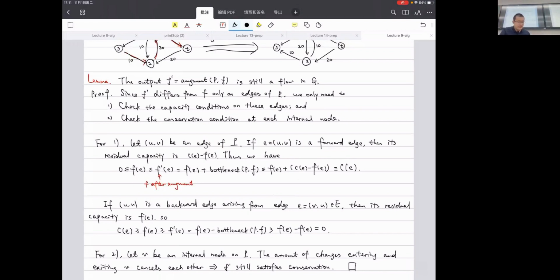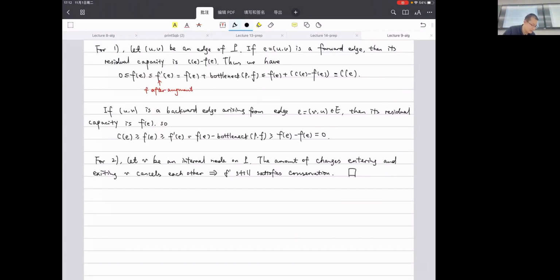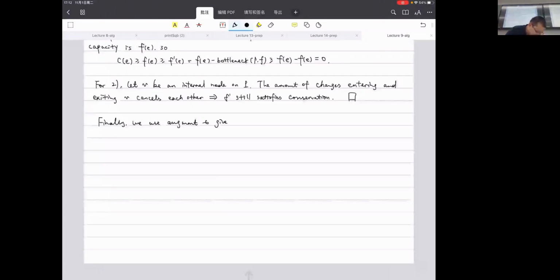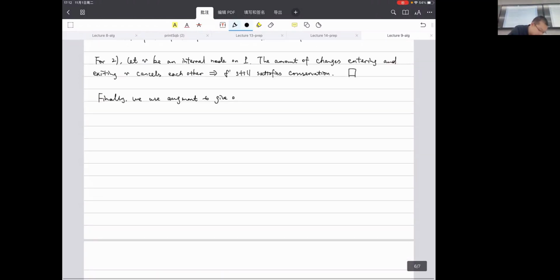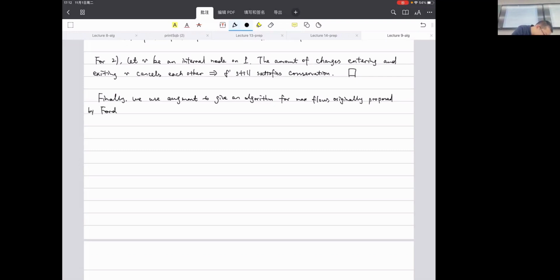But this is only an augment algorithm for a specific path in this residual graph. We need to give a complete algorithm for solving the max flow problem. So finally we use augment to give an algorithm for max flow. This algorithm was originally proposed by Ford and Fulkerson, so we will just call it the Ford-Fulkerson algorithm.